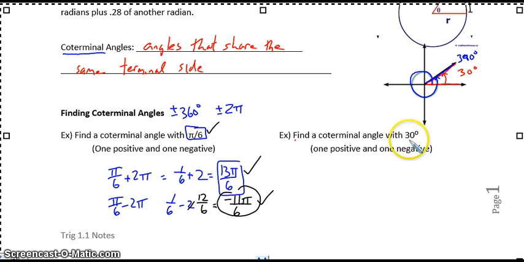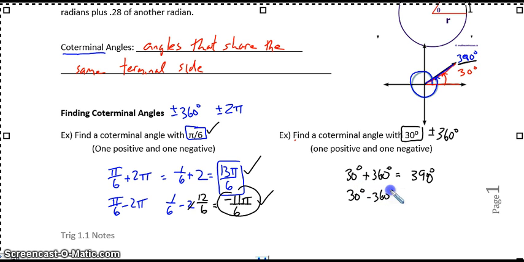A lot easier to deal with when you have the angle already in degrees. You just simply add or subtract 360 degrees. So 30 degrees plus 360 degrees makes 390. Again, that's how I got this example up here. And 30 degrees minus 360 degrees to get the negative would be negative 330 degrees. And so those would be my answers for coterminal angles that are positive and negative.